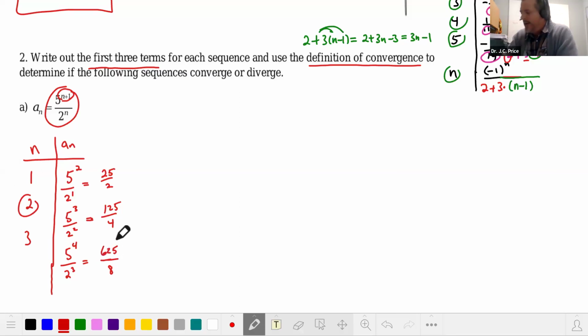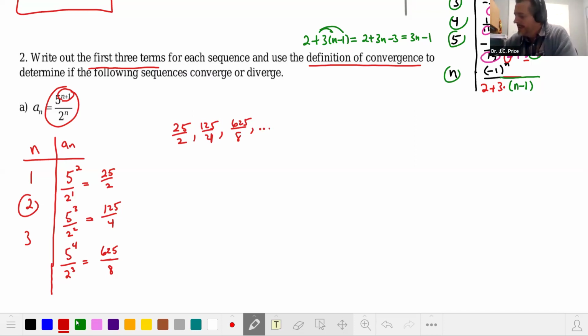So 625. All right, so there's the first 3 terms in that sequence, and let's just list them. So we'd write 25 over 2, comma, 125 over 4, comma, and then 625 over 8, and then dot, dot, dot. So continuing that pattern forever and ever. Great. And so now what do we want to do?